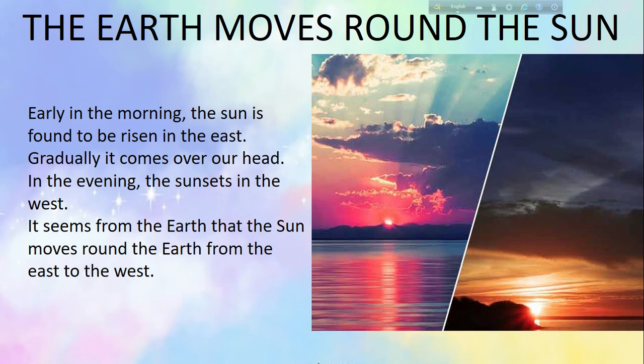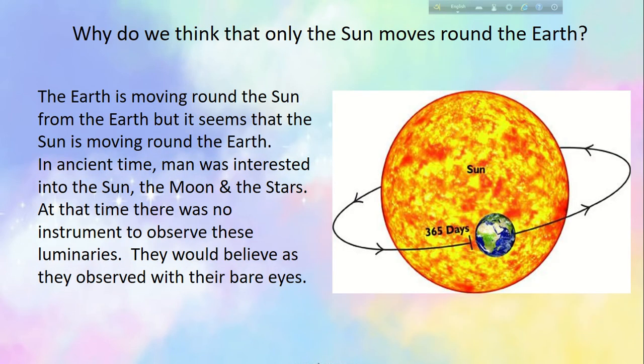So it seems from the earth that the sun moves round the earth from the east to the west, but it is not actually happening. Men used to think so in ancient time, but the scientists have been able to prove that in fact the sun does not move round the earth, rather the earth moves round the sun. Some scientists tried to give the proof one after another. Follow here. Why do we think only the sun moves round the earth? Why not the earth moves round the sun?